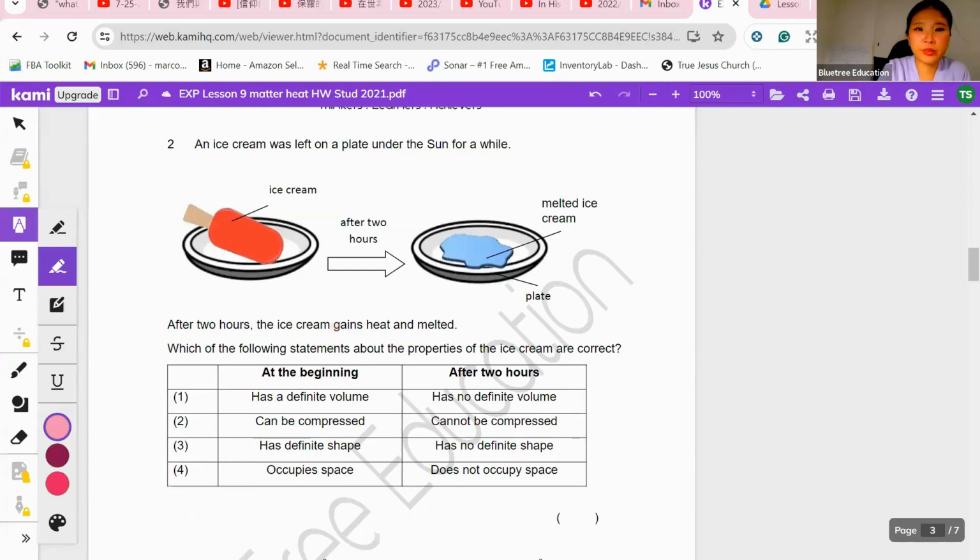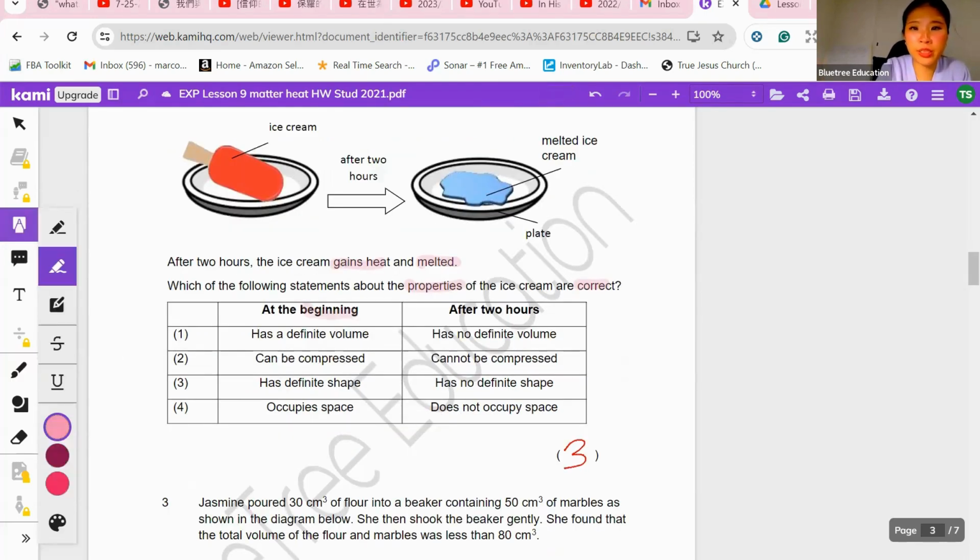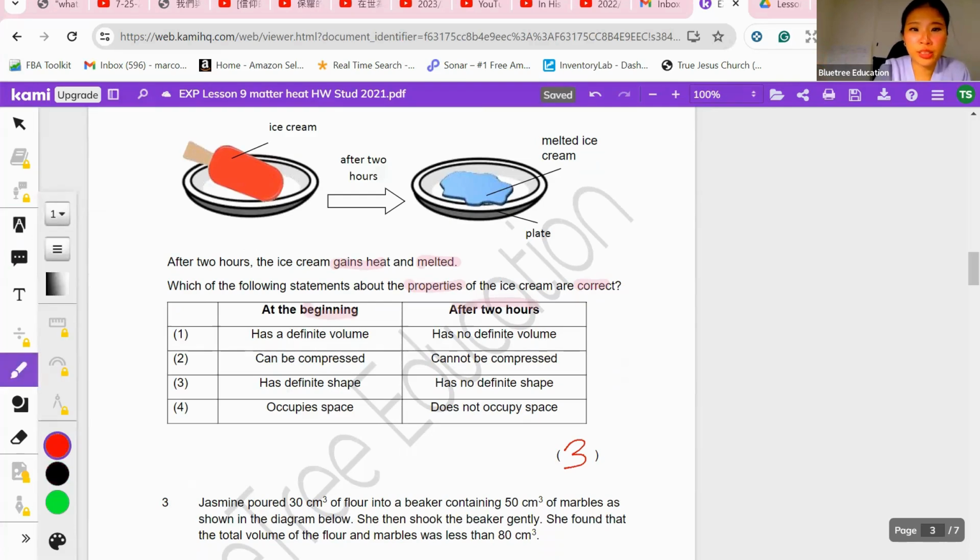You see, ice cream gains heat and melted. Properties are correct. Answer 3. Okay, so it's talking about in the beginning, after 2 hours, first it has volume which cannot be compressed. Ice cream is a solid. Then after that, no definite shape. Is correct. Occupy space, both also occupy space.